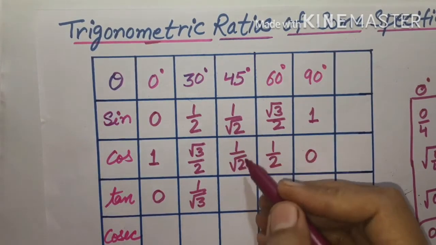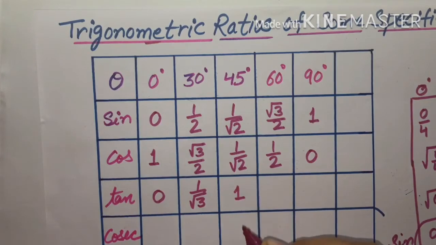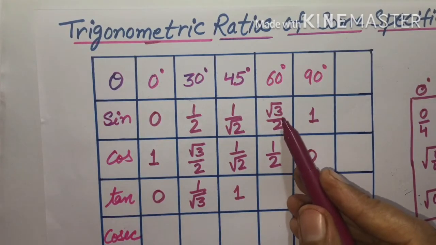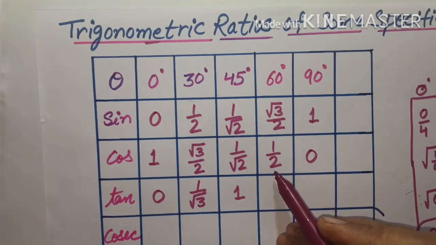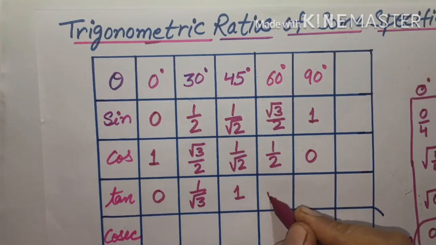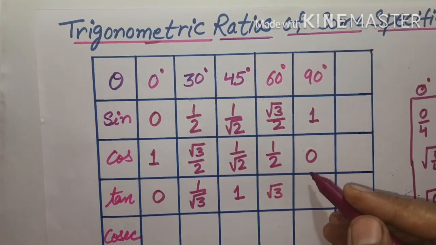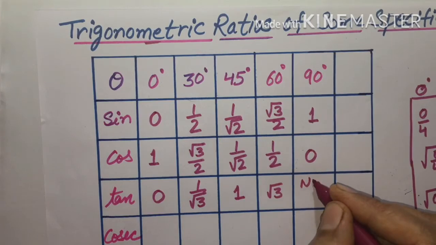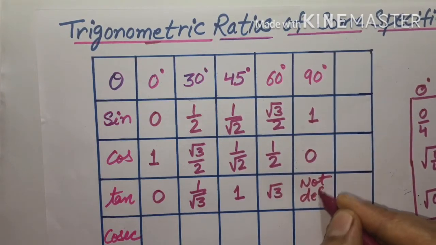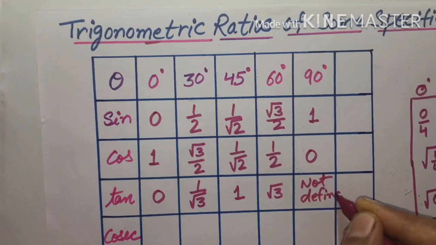Next, when we divide the same values, we get 1. When we divide root 3 upon 2 by 1 upon 2, it will be root 3. And 1 upon 0 is not defined.